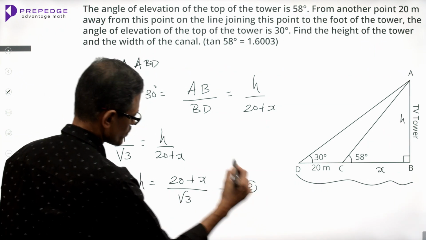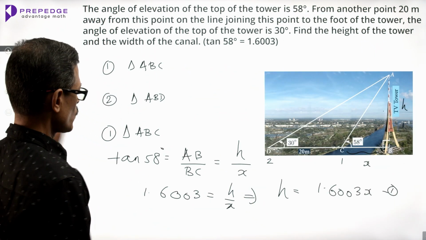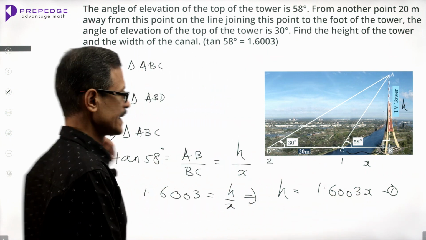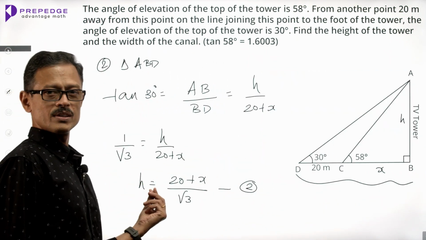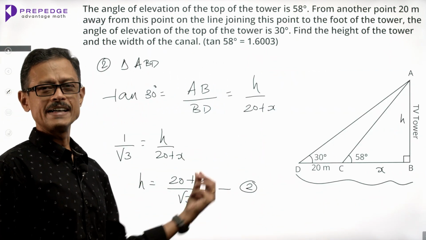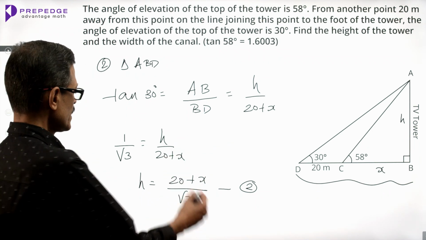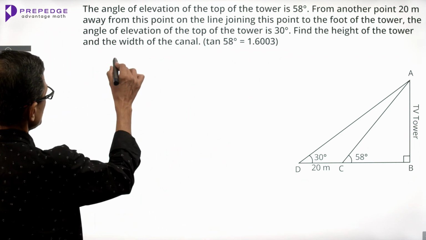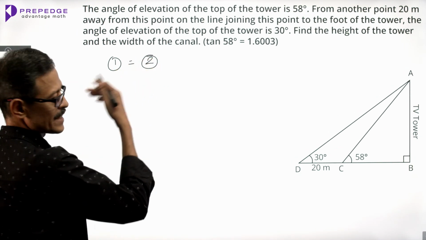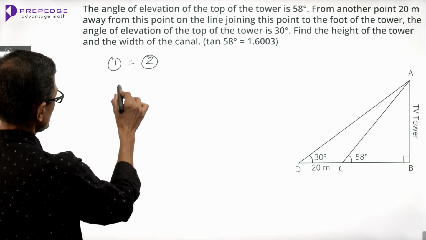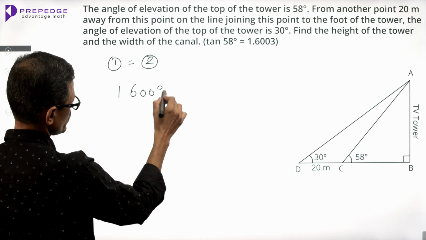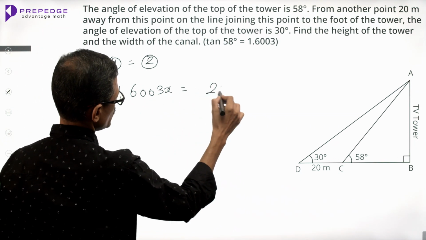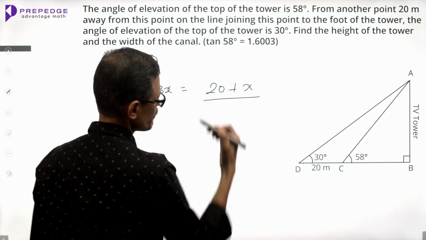This is equation 2 ன்னு சொல்லலாம். Equation 1ல we got h in terms of so many x. Equation 2 is also h is equal to some x, 20 plus x by root 3 அப்படின்னு சொல்லியிருக்கோம். ரெண்டுமே h தான். So as I said, we'll equate 1 to 2. Left hand side gets equated. So right hand side மாத்திரம் equate பண்ணா 1.6003x is equal to 20 plus x divided by root 3.